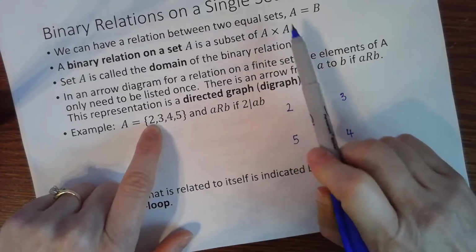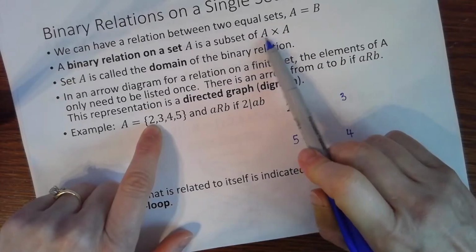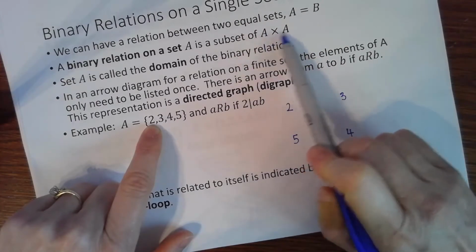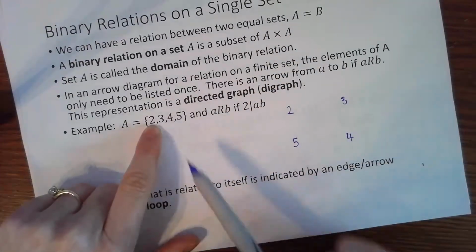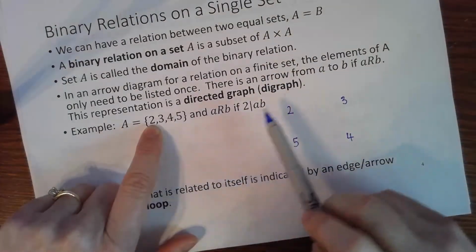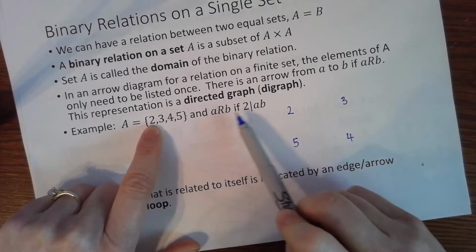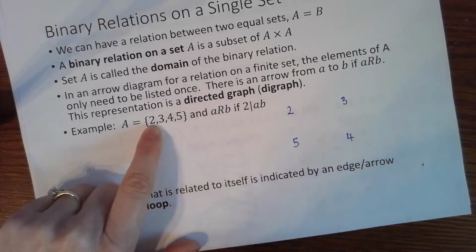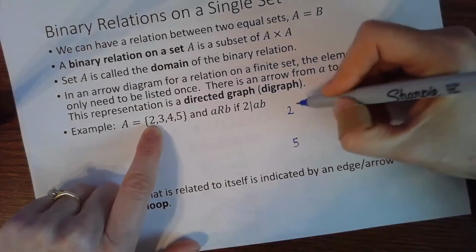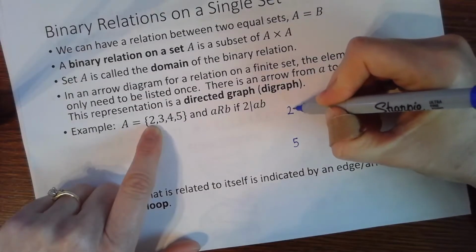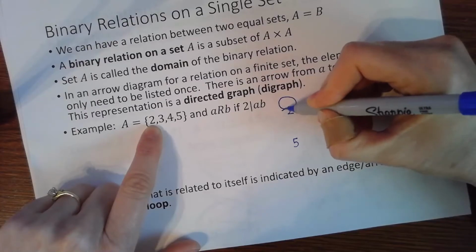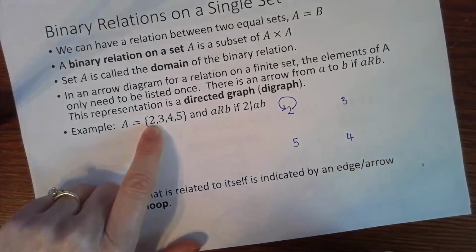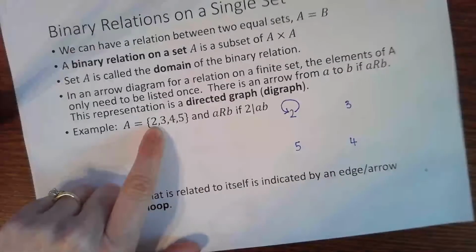So 2 is in A, 2 is also in A, so that's one of the ordered pairs that I need to consider. All right, so is 2 related to itself? Well, 2 would be related to 2 if 2 divides the product 2 times 2. Well, certainly it does. 2 divides 4, so 2 is related to itself. So the way that we would denote that is we would say, okay, well, 2 is related to 2, so we would draw an arrow from 2 ending at 2.